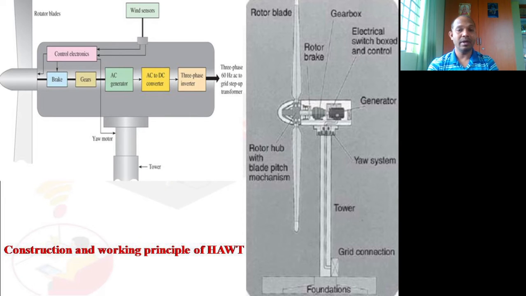Around 8 kilometers per hour is the minimum speed, and the cut-in speed will be around 12.6 to 13 kilometers per hour. So all these things depend upon the size of the rotor blades.